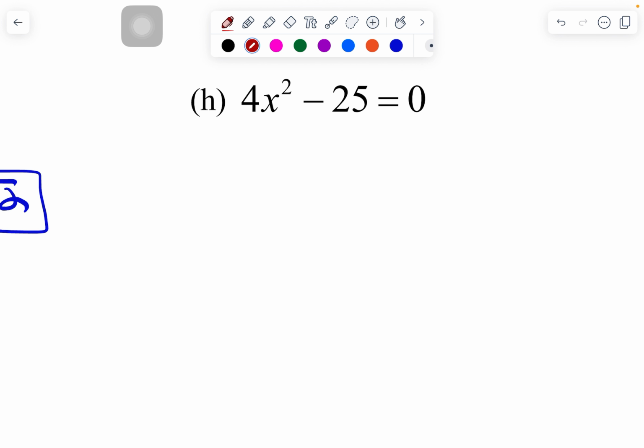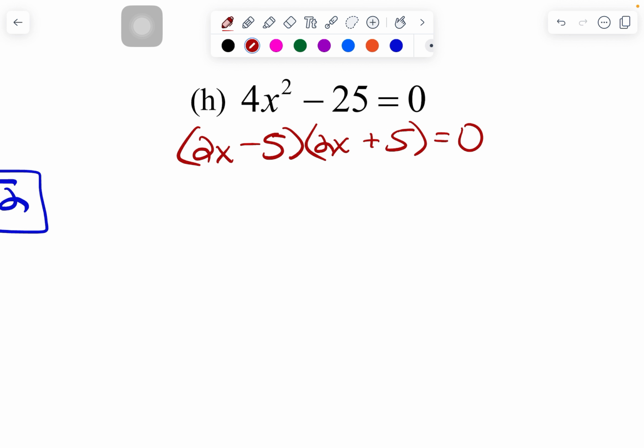For part H, I'm going to go ahead and factor this. It's equal to 0. I do not have a GCF. I can take 4x squared and break it as a 2x and 2x. I can take the 25 and break it as 5 and 5, make one positive, make one negative. And so then I'm going to take 2x minus, whoa, that's a horrible x. There we go. 2x minus 5 equals 0, and 2x plus 5 equals 0.